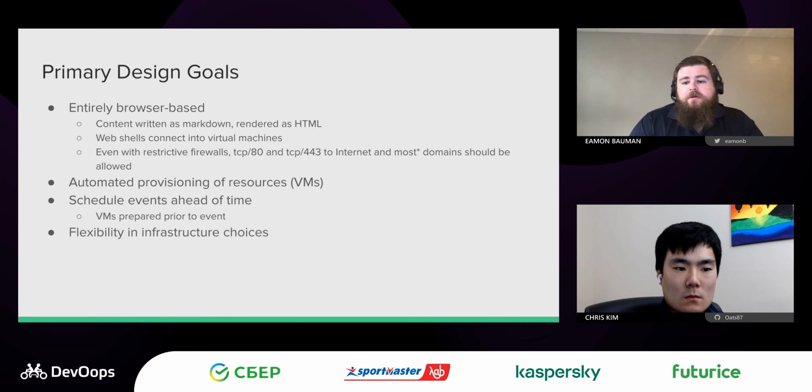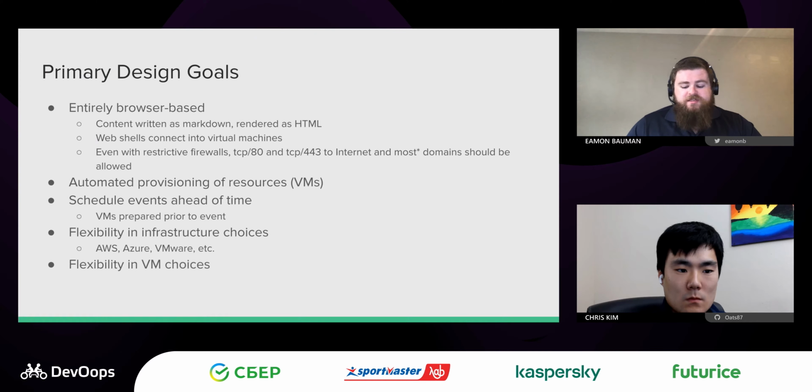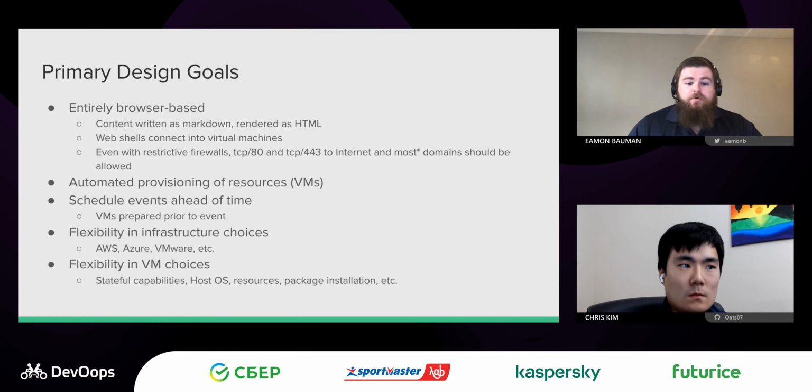We also desired flexibility in infrastructure choices. We wanted the ability to use a public cloud provider such as AWS or Azure or Google Cloud without having to sacrifice flexibility by locking into a particular provider. Our final primary design goal was flexibility in virtual machine choices. We wanted to be able to introduce stateful capabilities, differing host operating systems, differing resources, package installation, anything that you would use to customize the host operating system, we wanted the ability to perform those customizations.